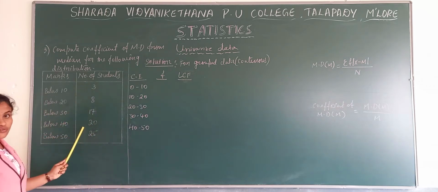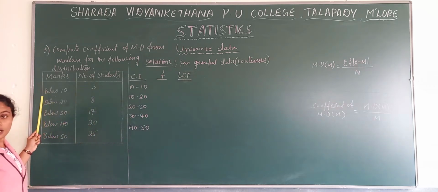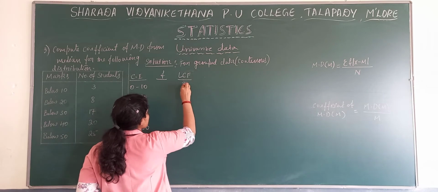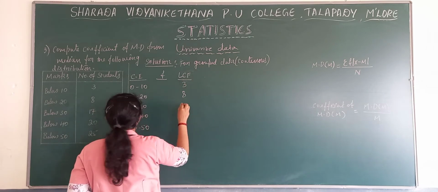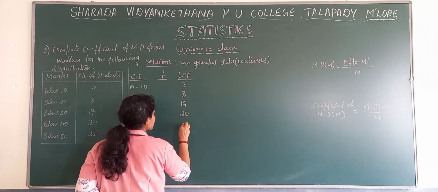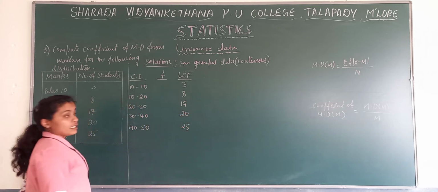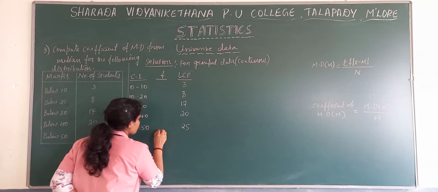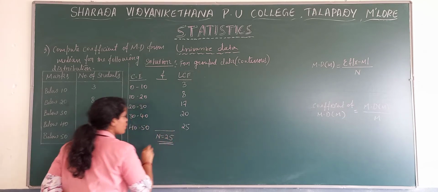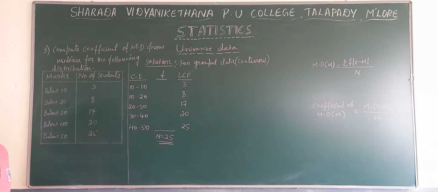Now write the LCF values. Why are these LCF values? Because our problem is of the type below 10, below 20, below 30. So LCF is 3, 8, 17, 20 and 25. The last value of LCF will be the n value, the total number of observations, which we get as 25.